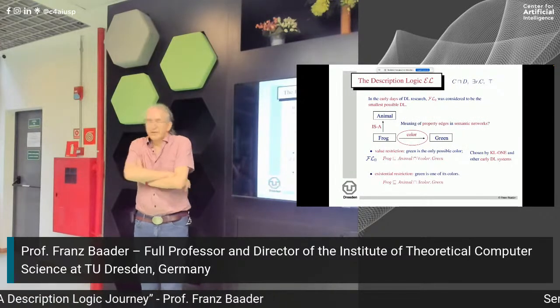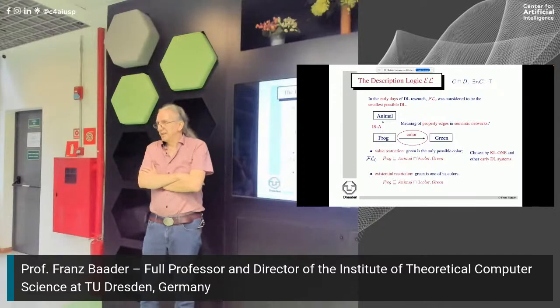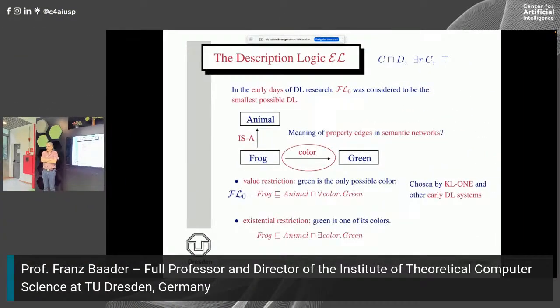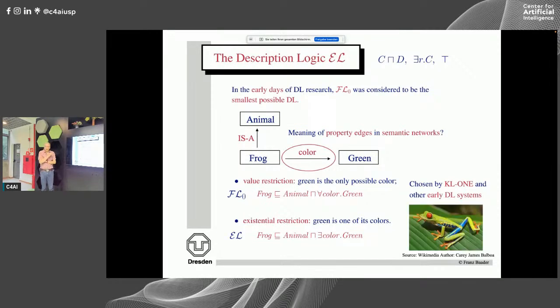And how do you get there? Well, basically, we go back to our semantic networks and the semantics of property edges. So KL-ONE said it's value restriction, and they had to pay for it. Now we say, okay, well, let's use existential restrictions. And if we use existential restrictions, so this means this frog with many colors, then the logic we get is called EL, and then everything is nice.